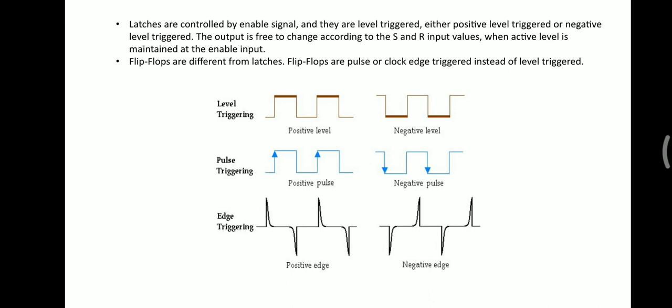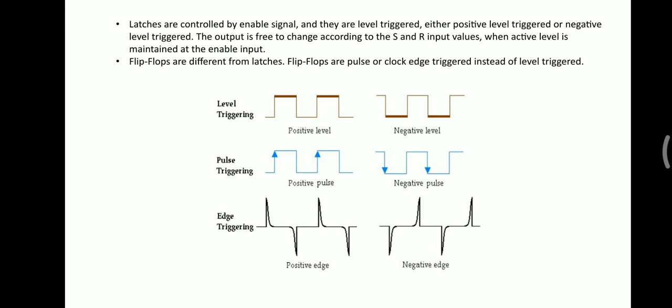So here latches are controlled by an enable signal, and they are level triggered. Okay, so by giving some input pulses we can turn the flip-flops on or off. Latches are level triggered, either positive level triggered or negative level triggered. So the output is free to change according to the S and R input values when the active level is maintained at the enable input.